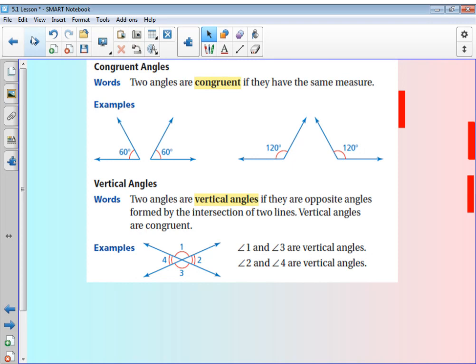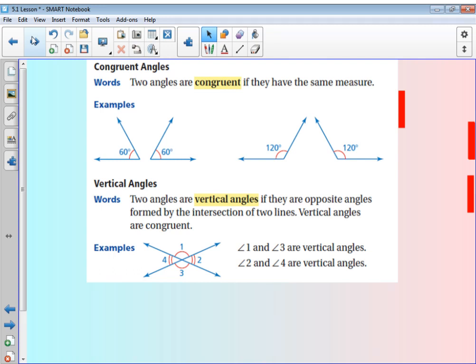Okay, so now we're going to go ahead and work off of 2 other concepts that are pretty easy to understand, and that is understanding how to work with vertical angles. So one thing that you need to understand is vertical angles actually are congruent angles, and congruent angles are 2 angles that have the same measure.